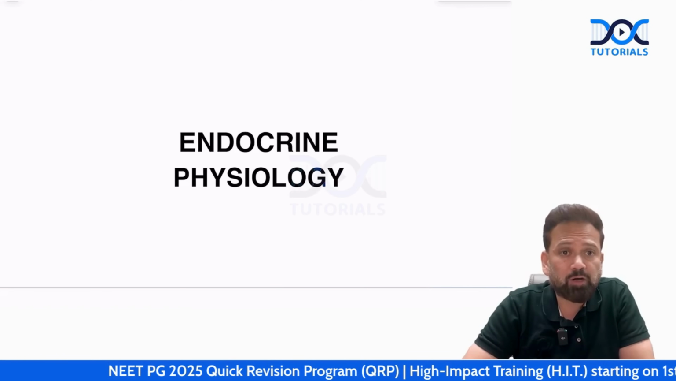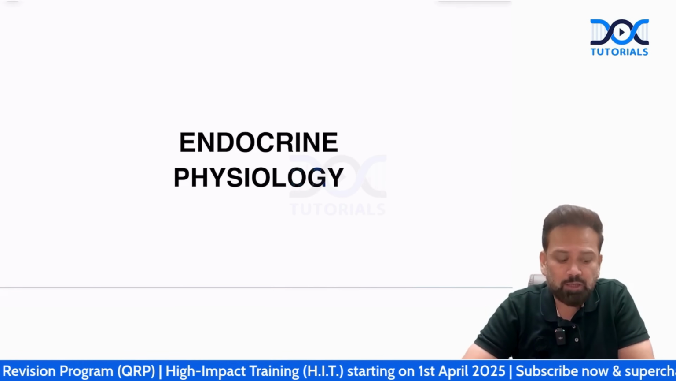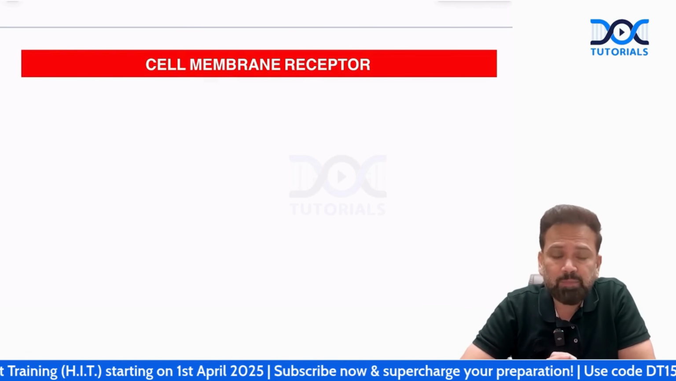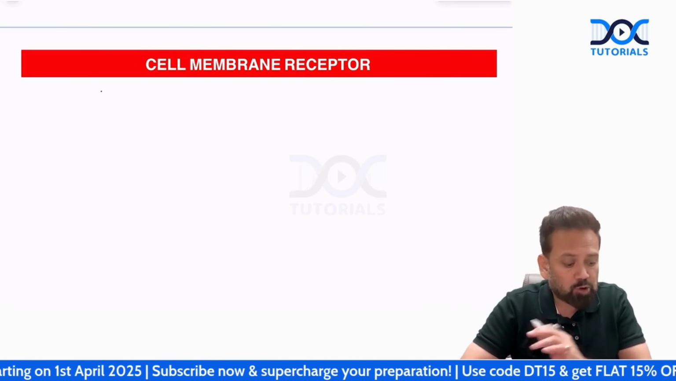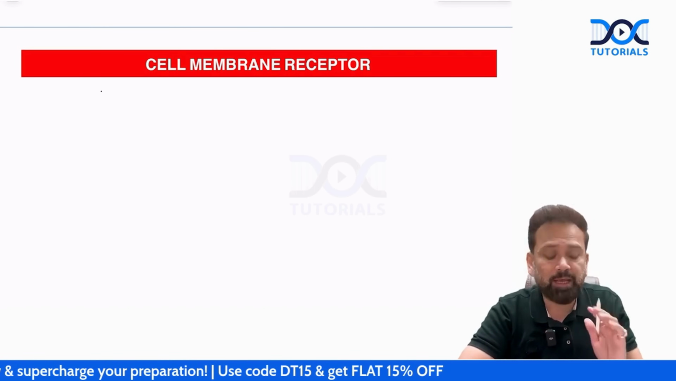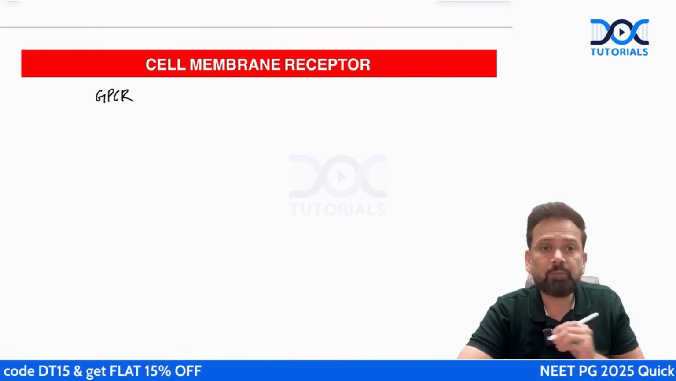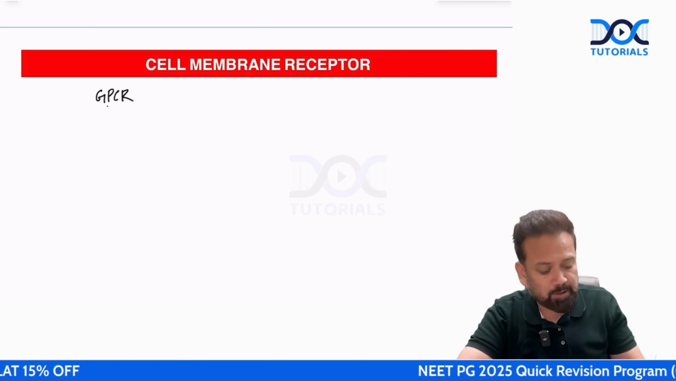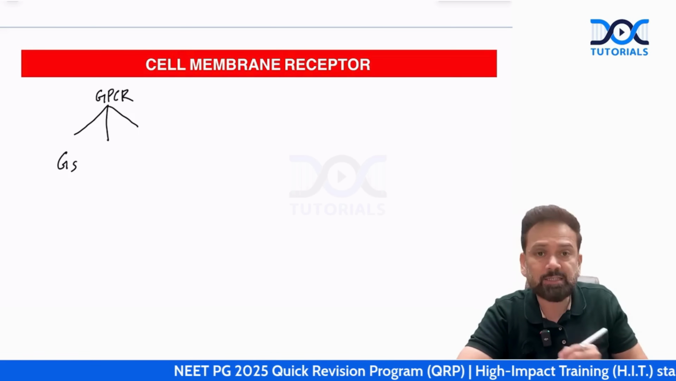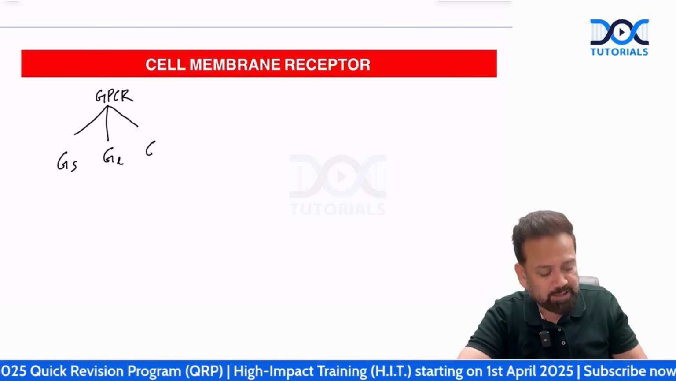This is about endocrine physiology, but most of the questions are coming from receptor physiology. There are two types of receptor. One is the cell membrane receptor, the other is the nuclear receptor. Cell membrane receptors are the receptors which are basically on the cell membrane. For example, number one, G protein coupled receptor, in which there are three: G stimulatory, GS, G inhibitory, GI, and third is GQ.